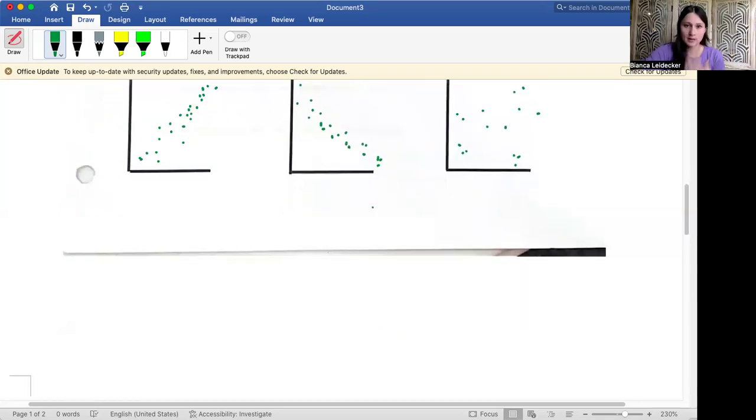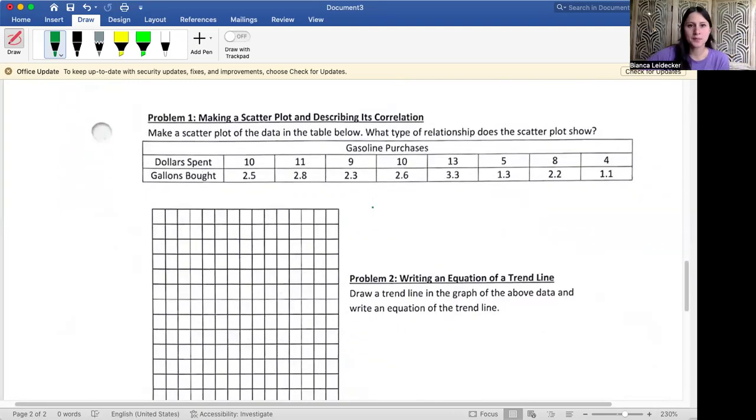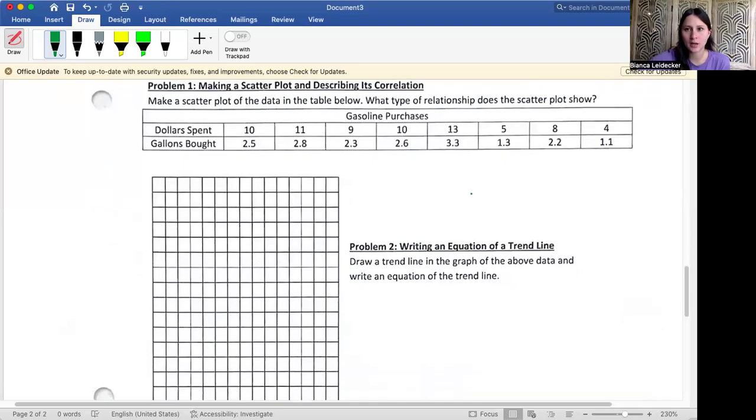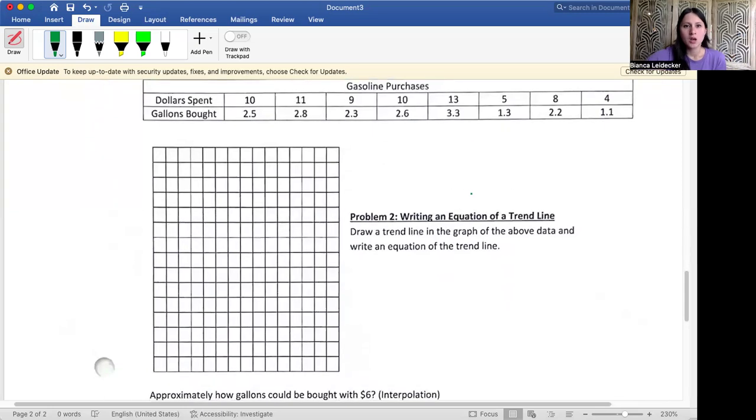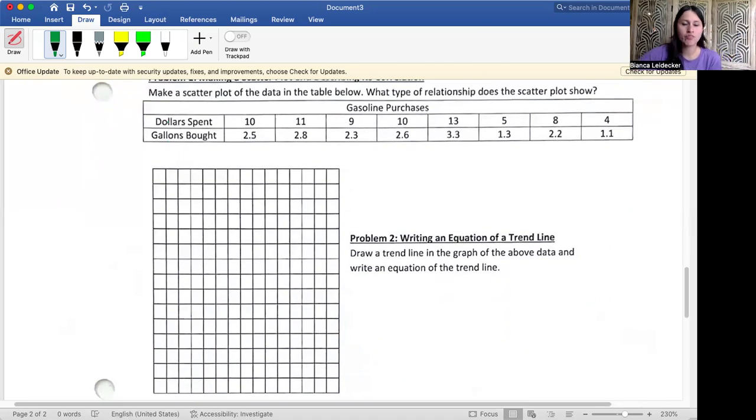Let's apply this to a problem that we might see. So it says make a scatter plot of the data in the table below. What type of relationship does a scatter plot show? So we see money and gallons bought for gasoline. And so I would assume the more gas you buy, the more money you have to pay. Let's take a look at what's happening, okay?